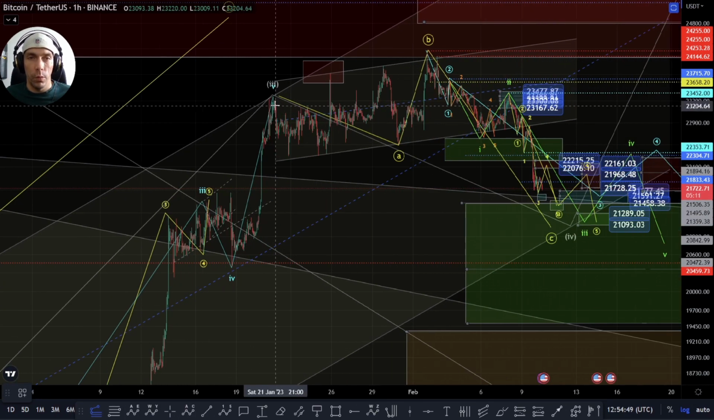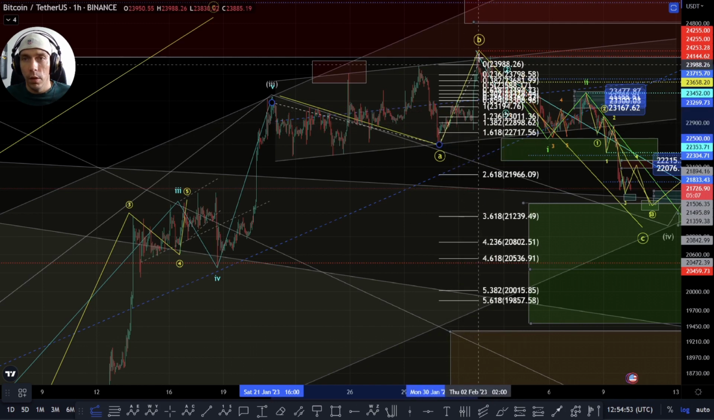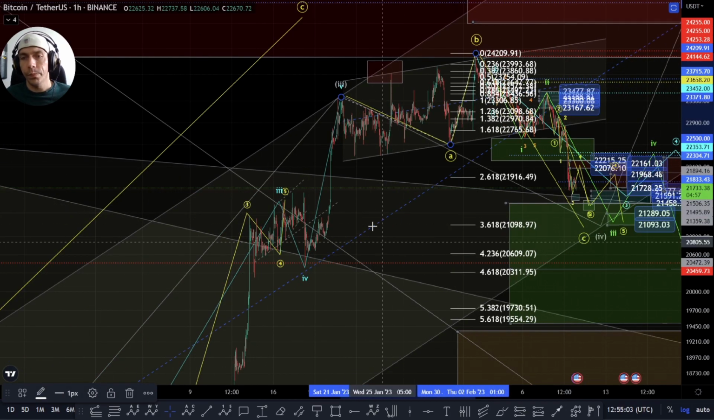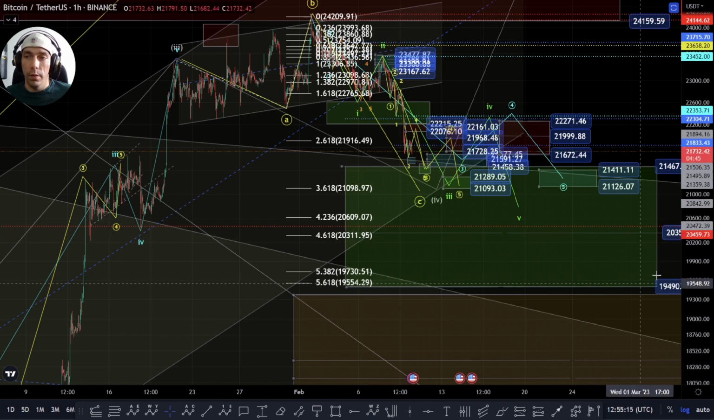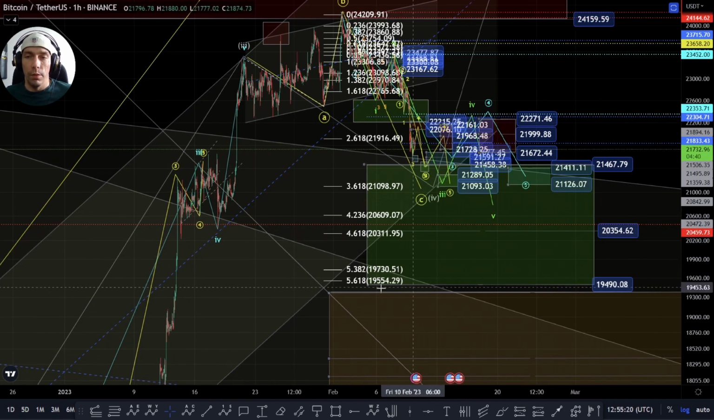So, just for some potential fib targets, I'm going to have to get that back on there. But if we are looking at this as potentially a flat, just want to get this on there. There we go. Some interesting zones that we can potentially look for is this 3.618 at 21,098. Lower down, that 4.618 would be that 20,311, which ties in quite nicely with that 0.382. And then 5.618 would actually be the lower end of these.